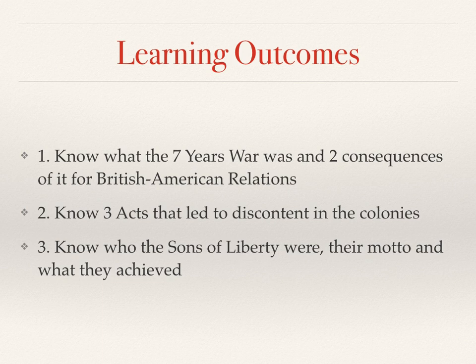So that brings us to the end of our presentation. So now you guys should know what the 7 Years' War was. It was a war in which the Americans and the British fought against the French and the majority of the native tribes. Two of the consequences of it for British and American relations would have been the taxes that were introduced and the dislike of the Proclamation Line.